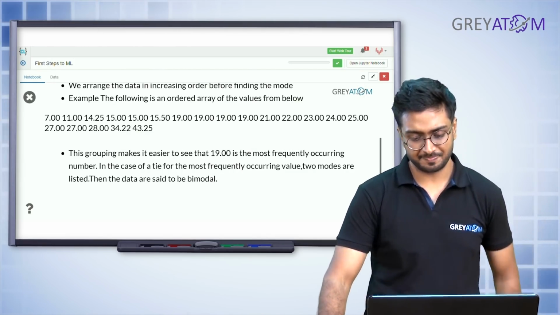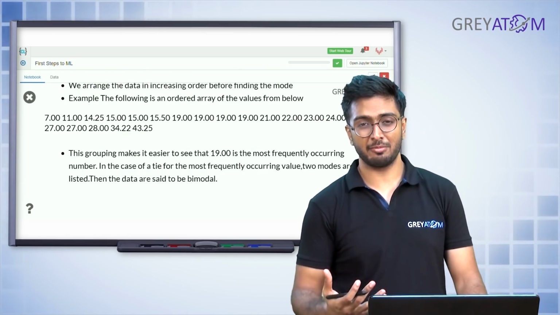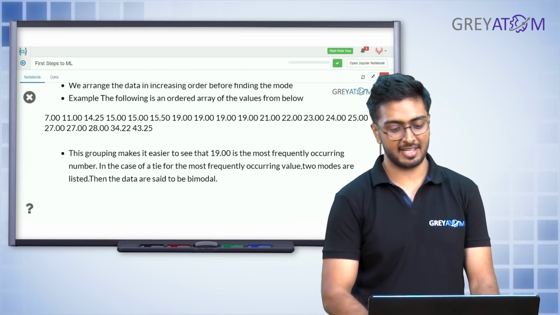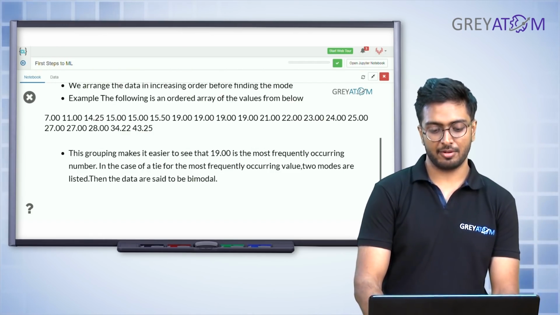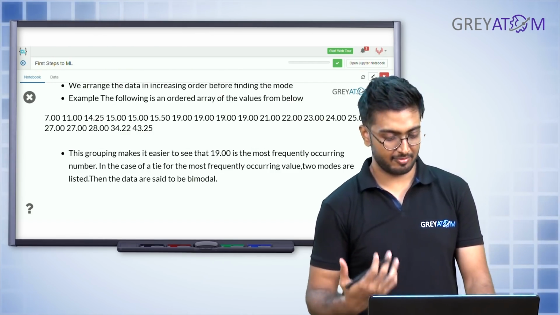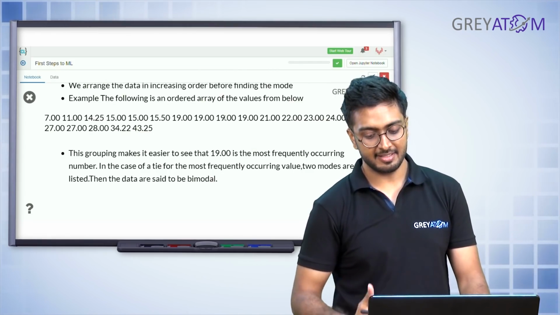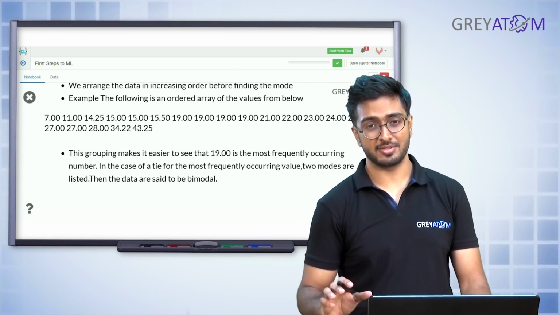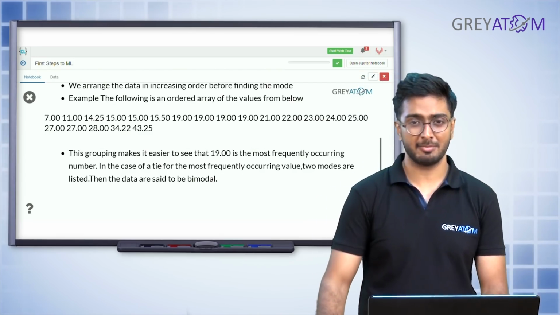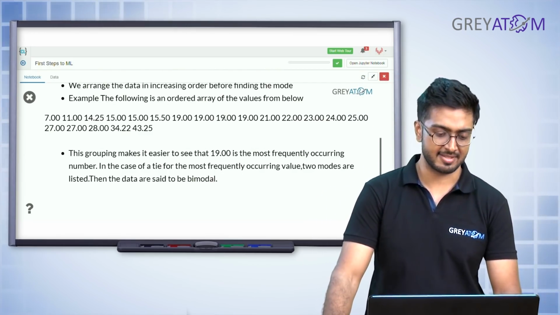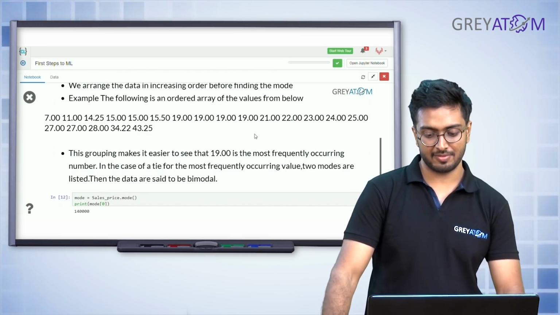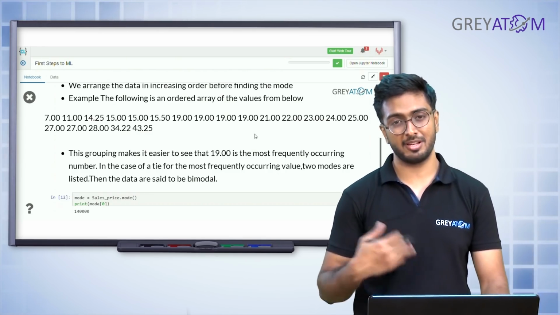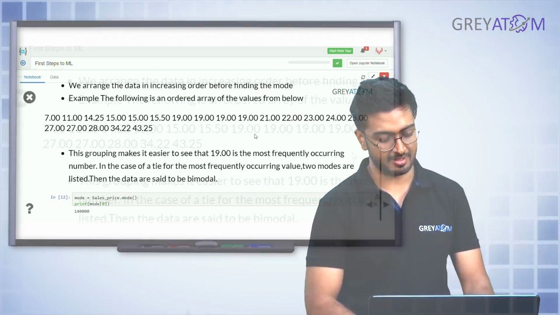Obviously in case there is more than one value with the highest frequency, so if instead of 19 occurring say 4 times, say 19 occurred only 2 times, right? Then 15, 19 and 27 would have been modes, right? All 3 of them would have been modes, right? Because all of them occurred twice. So in this case, if they were tied, if there are 2 modes, it's called bimodal. If there are 3 modes, it's called trimodal data, right?